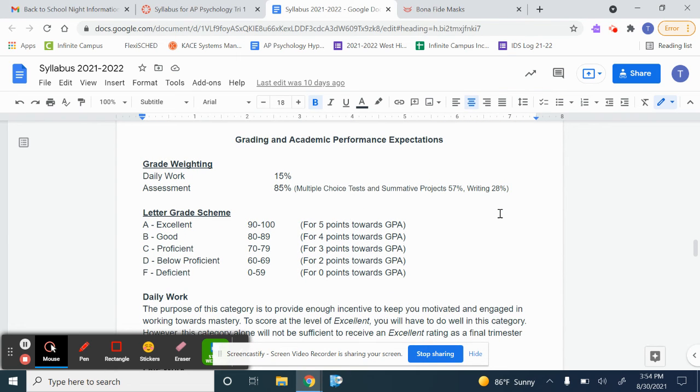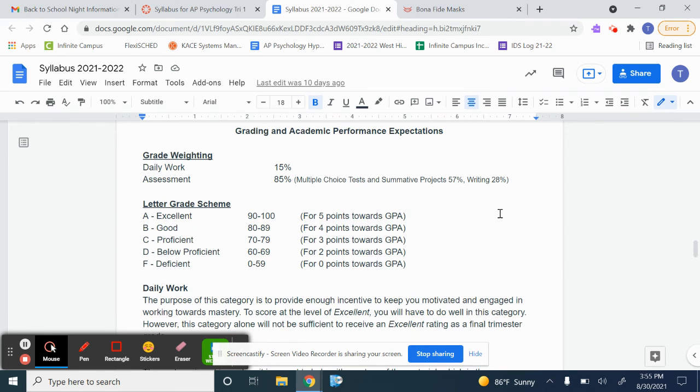This course is graded on the weighted GPA scale. So A is a 5-point towards the GPA, and the grades come from 15% daily work, and 85% assessment, with 57% of the assessment score coming from multiple choice tests and 28% of the assessment score coming from writing. You'll notice that 2/3 of the 85% is multiple choice, and then roughly 1/3 is writing, which is the same weighting that will be on the AP test as well.